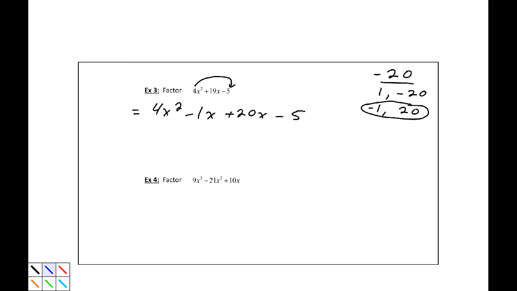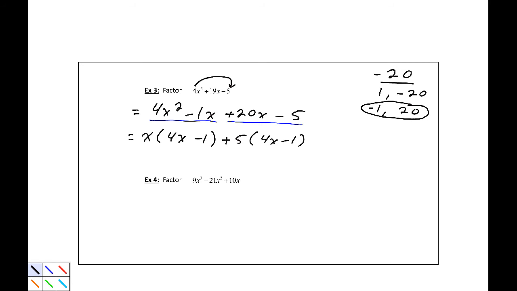If I group my first two terms, they have an x in common, so that will be x parentheses 4x minus 1. In my second two terms, I could factor a 5 out of both. That's 20x minus 5. It would be plus 5 parentheses 4x minus 1 when I divide by that.